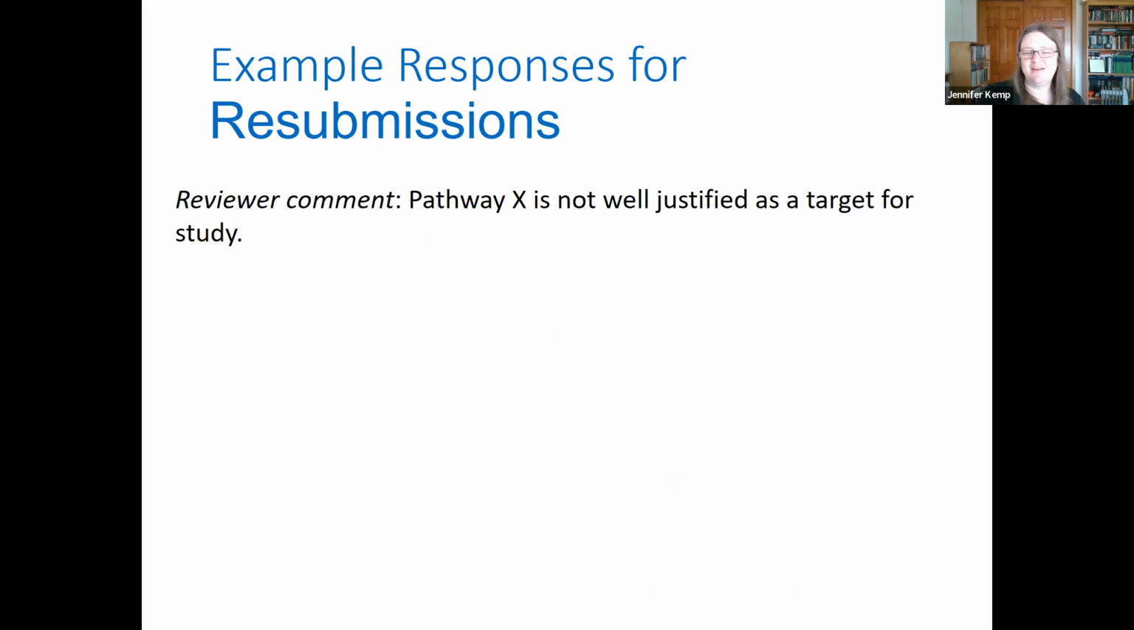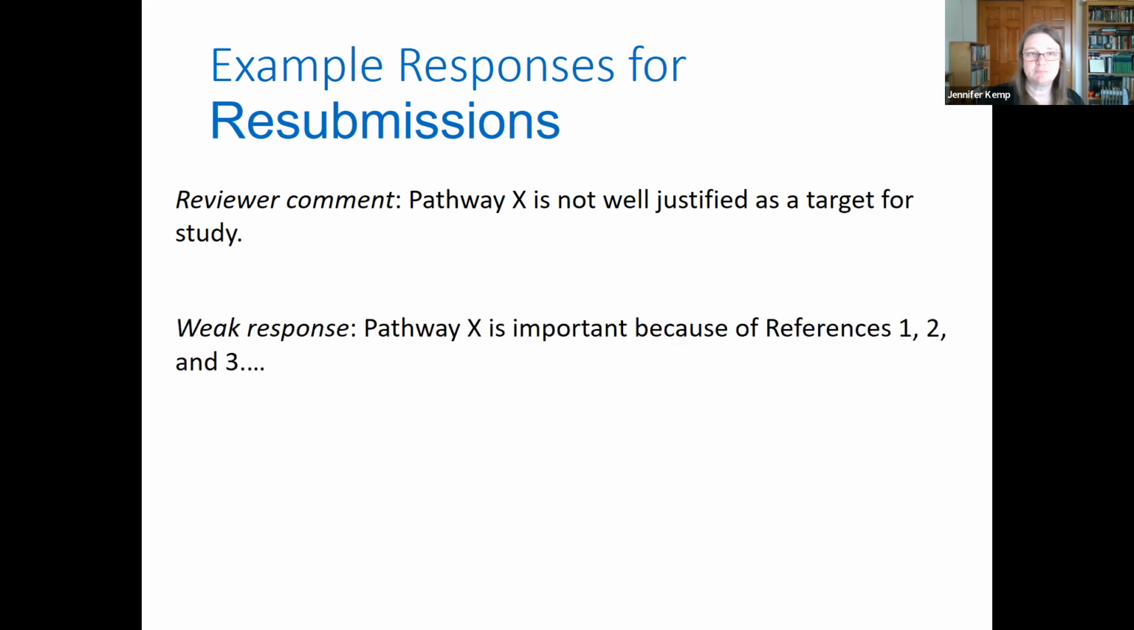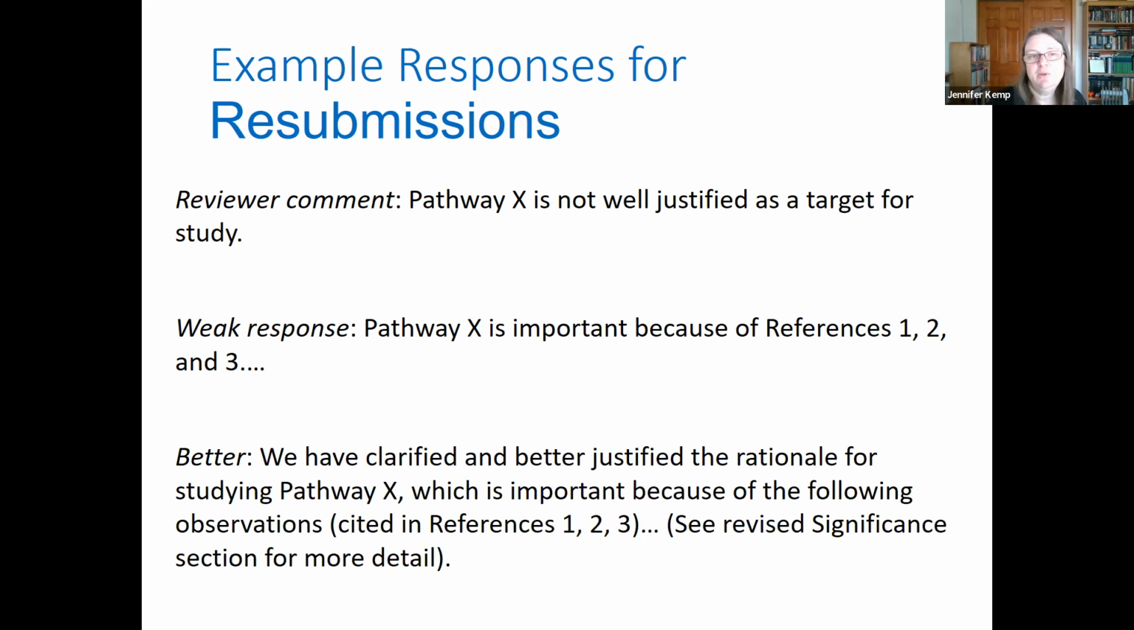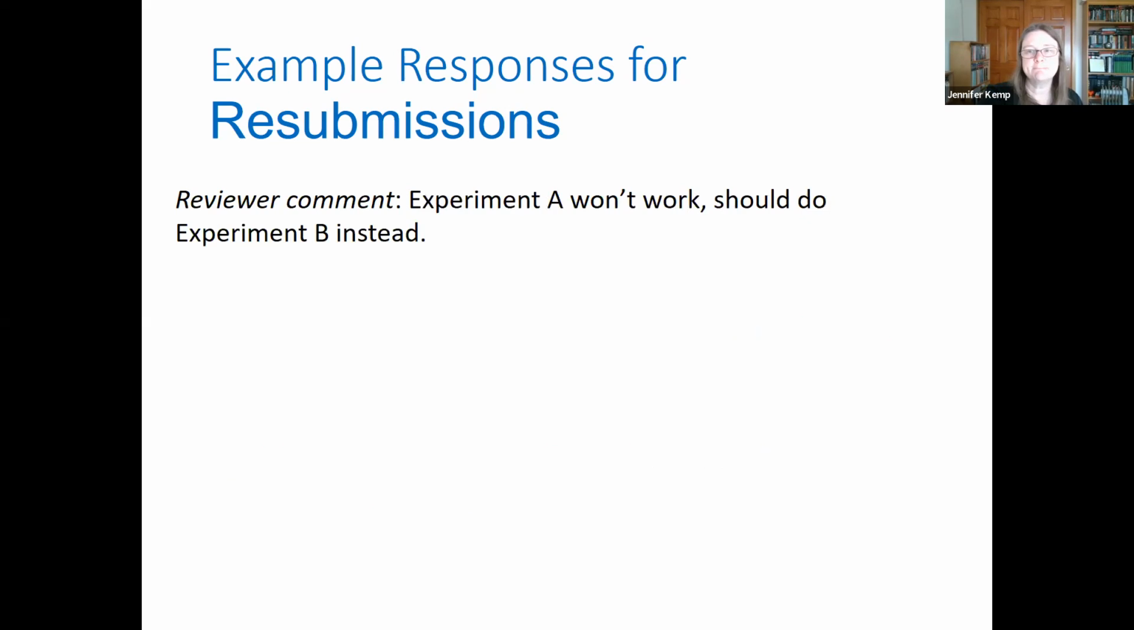All right, another example. Pathway X is not well justified as a target for the study. So here's kind of a response. Pathway X is important because of XYZ, and you give the references and you say this is why we care. So I think that's kind of a weak response, and a better way to strengthen that would be something like this. We have clarified and better justified the rationale for studying pathway X, which is important because of the following observations cited in references 1, 2, and 3, etc. And then you give a line or two explaining that. And then you say, see the revised significance section for more detail.